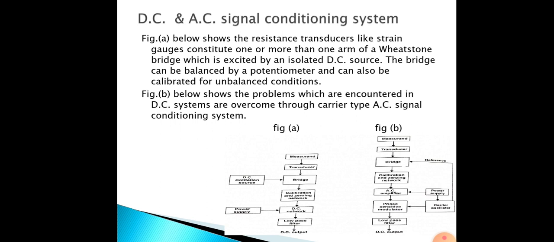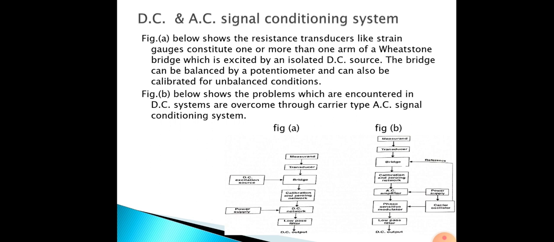In the carrier system, it is very easy to obtain high rejection of mains frequency pickup. So active filters can be used to reject the frequency. The carrier frequency components of the data signal are filtered out by the phase sensitive demodulators.